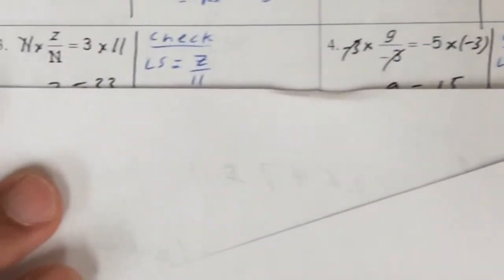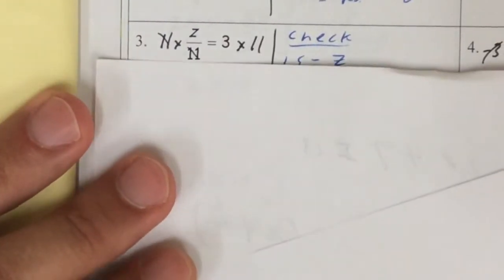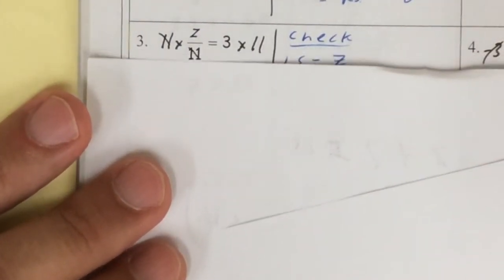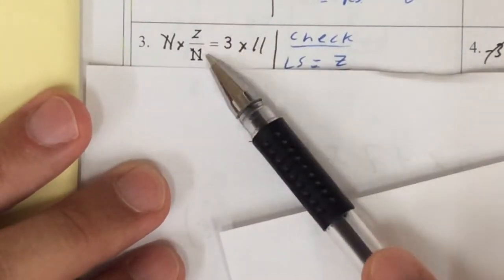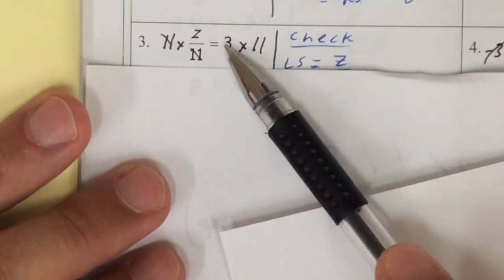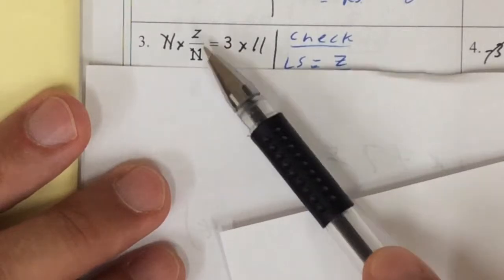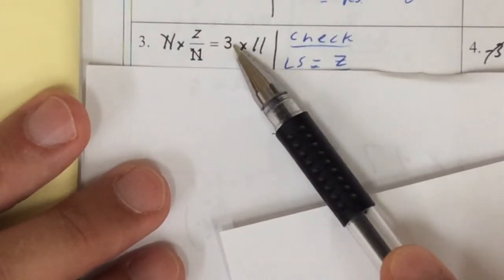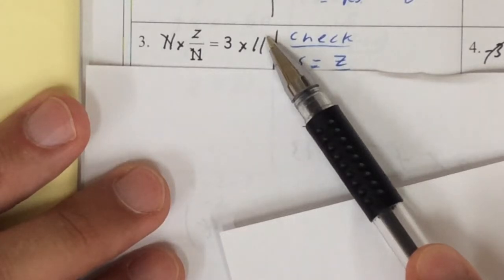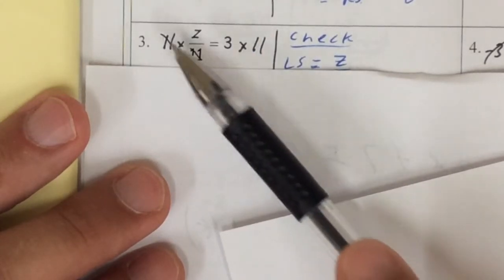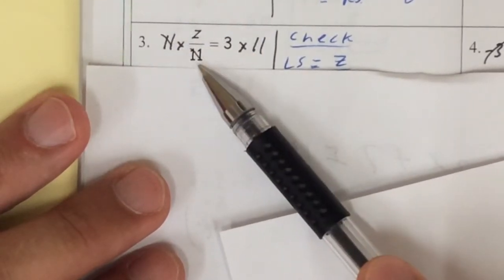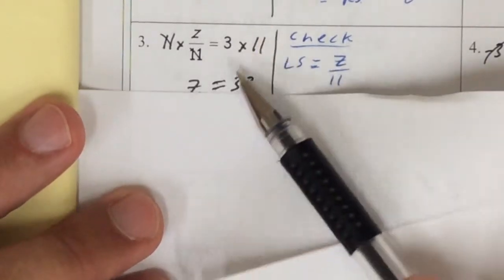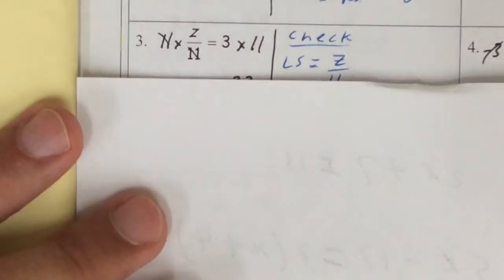Another example over here. Okay, so we've got z over 11 equals 3. That was the original question. Z over 11 equals 3. Multiply both sides by 11 to get rid of that divided by 11. When you do that, those cancel out, give you a 1. And you're left with z equals 33.